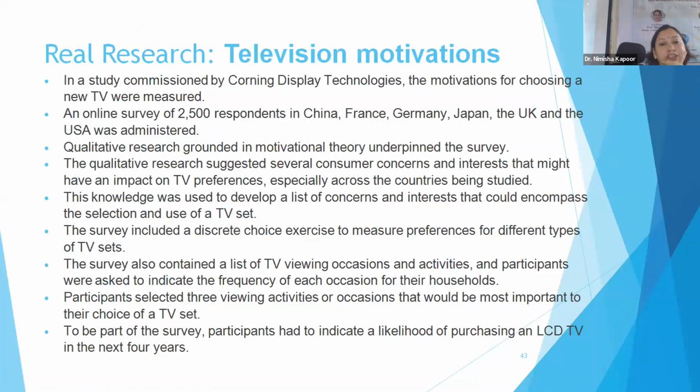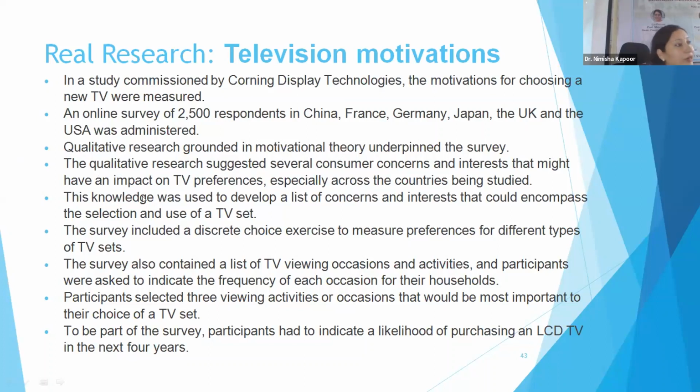This one is called television motivations. This was done by Corning Display Technologies. Corning is a glass brand, doing this study for television brands. They surveyed 2,500 respondents from various countries of the world, identifying people who had indicated a likelihood of purchasing a TV or LCD TV in the next 4 years. First, they had a qualitative research, grounded in motivational theory, motivation for making a purchase decision. Qualitative research suggested that people had several customer concerns and interests that might have an impact on TV preferences, especially across the countries being studied.